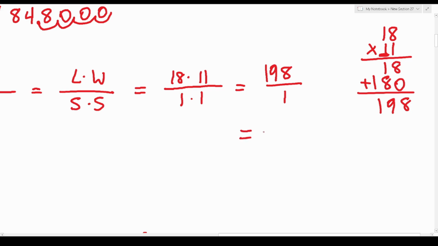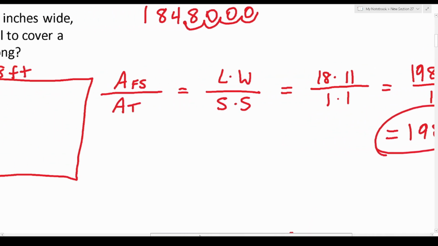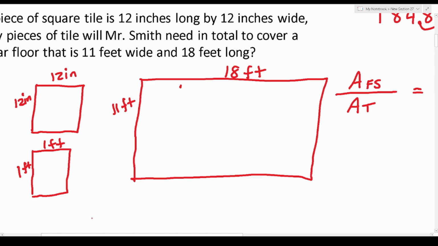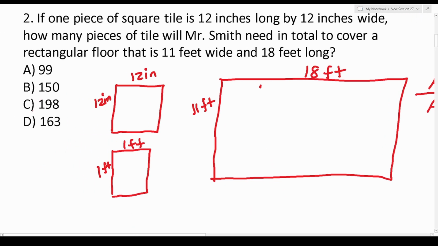Anything divided by 1 is itself. So 198 divided by 1 is 198. In other words, it's going to take 198 pieces of 1 by 1 tile to cover a floor space that's 11 feet by 18 feet. So this one is 198, and that's that one.